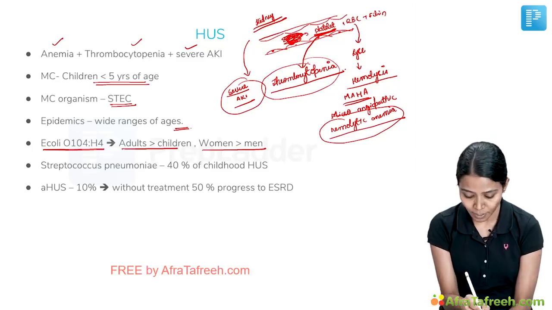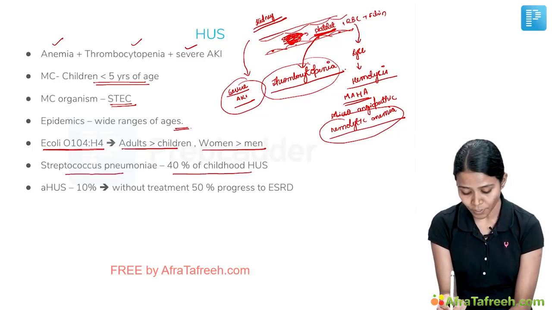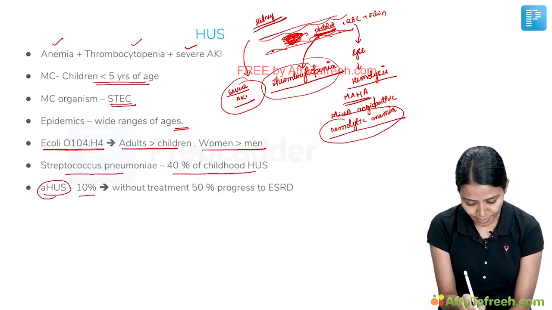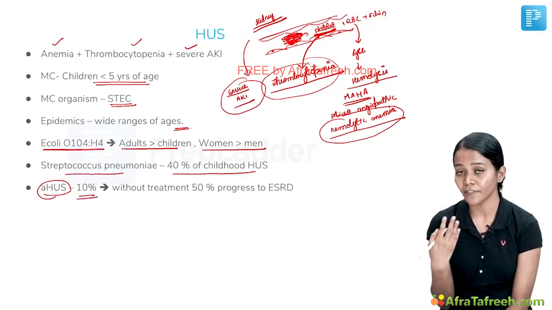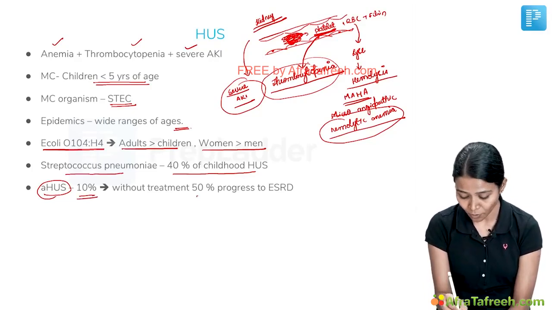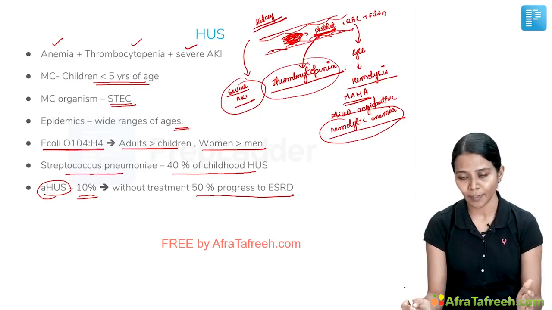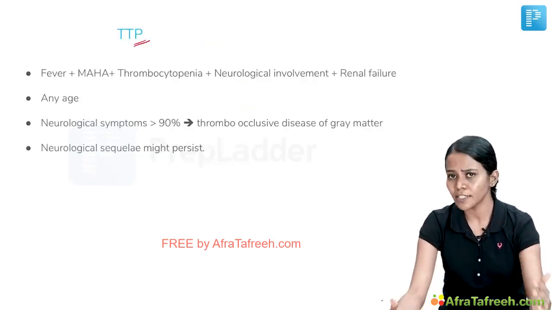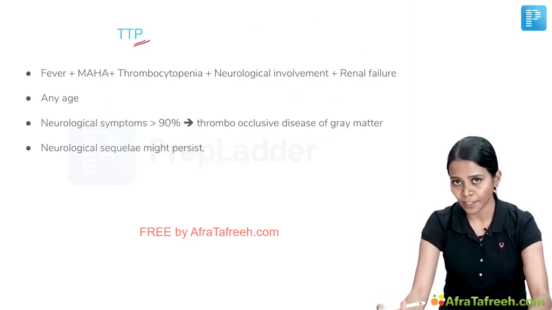The second group is Streptococcus pneumoniae, which is responsible for 40% of childhood HUS. Okay, and atypical HUS, its incidence is less, it's only 10%. But it is very severe. That is, without giving treatment, 50% of the patients progress to ESRD. So this is about atypical HUS. Now coming to TTP. TTP is similar to HUS, but this comes with an important pentad.